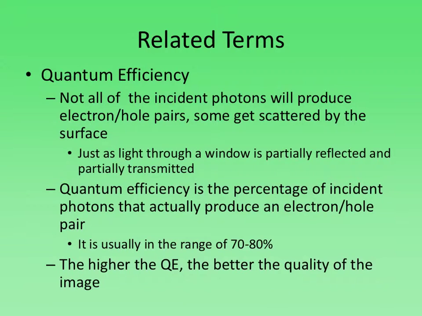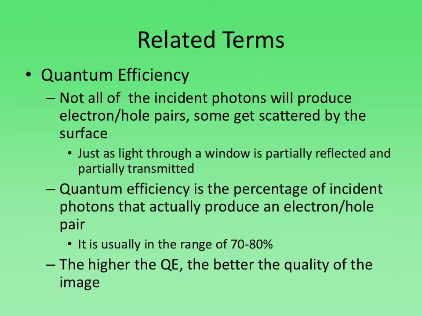But realize that just like with anything, this isn't a perfectly efficient, 100% perfect system. Not all of the photons that are incident on the CCD are actually going to produce these electron hole pairs. Some get scattered by the surface, not all of it gets through our filters, just like you look out a window and you see a partial reflection in the window because not all of the light gets transmitted.